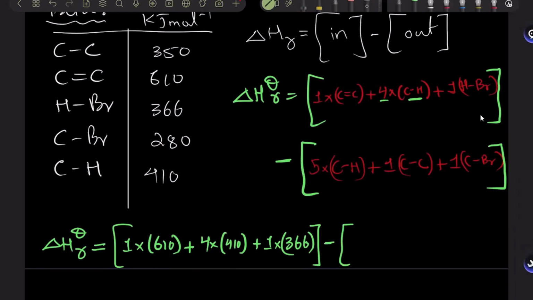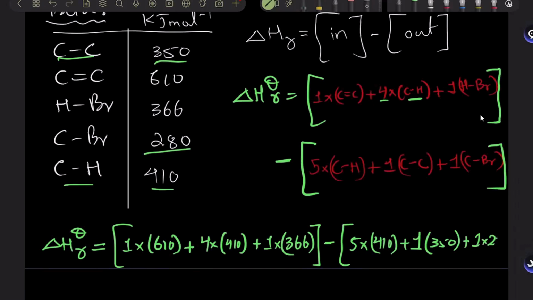And what's the energy given out? 5 times the carbon-hydrogen bond. So 5 times what's the bond energy for carbon-hydrogen? That's 410. 5 times 410 plus 1 times the carbon-carbon single bond. Where's the carbon-carbon single bond? 350, plus 1 times carbon-bromine. What's the bond energy for carbon-bromine? It's 280. So 1 times 280.